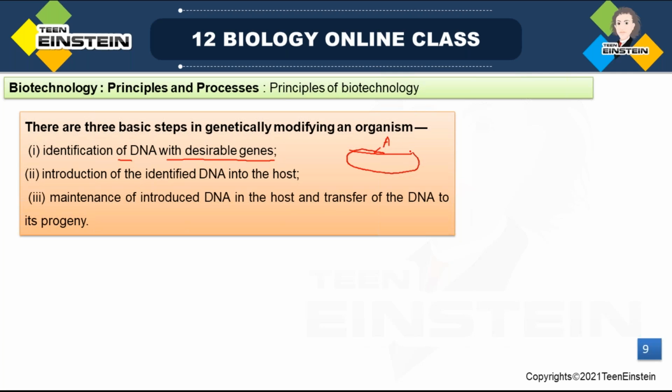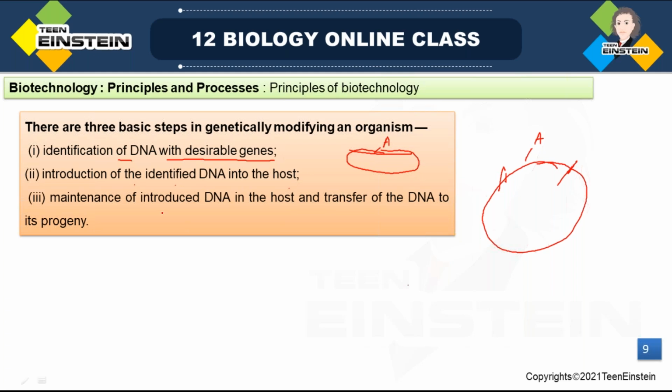See, in this whole genome, this is the genetic material. We don't want the whole part. Only here, your desired gene is present. So we can cut and take only this part. Then, introduction of the identified DNA into the host. With the help of restriction enzyme, we can cut this and join it with the plasmid with the help of ligase enzyme. Then we can introduce that into a host.